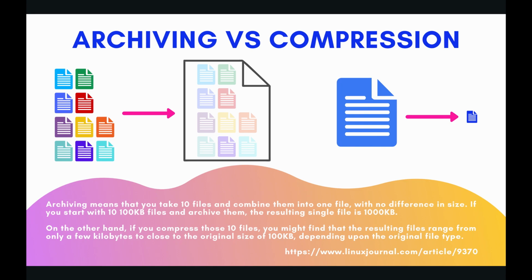If you start with 10 100 kilobyte files and archive them, the resulting single file is 10 times 100 or 1,000 kilobytes. On the other hand, if you compress those 10 files, you might find that the resulting files range from only a few kilobytes to close to the original size of 100 kilobytes, depending upon the original file type.